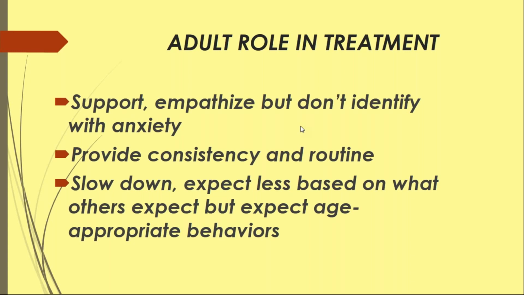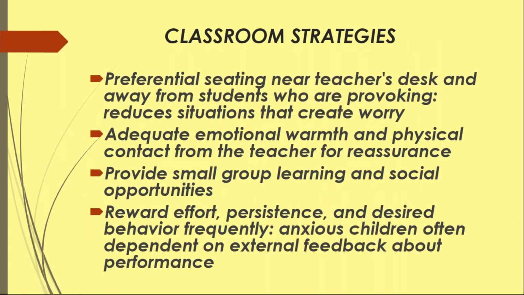We often need to also slow down. Expect less based on what others expect, but expect age-appropriate behaviors. What I mean by that is that we live in a world where I think we're often expecting children to be able to do and perform and engage in situations that are really beyond what they should be able to do for their age. So sometimes we just need to slow down. We need to make life a little simpler for children with anxiety and recognize that not every child can perform at a high level day in and day out. So kind of accept where the child is, and slowly lead them to the next step.